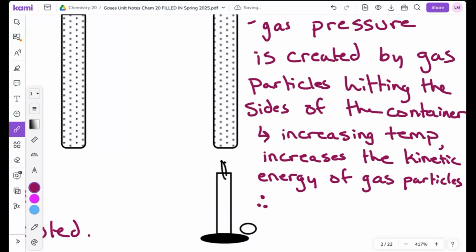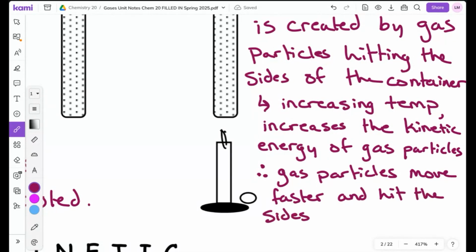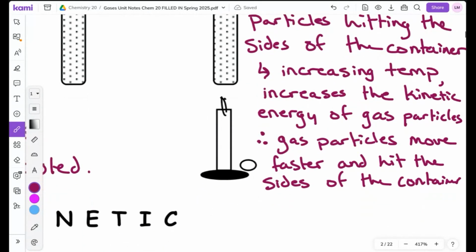Therefore, gas particles move faster and hit the sides of the container faster, therefore increased pressure.